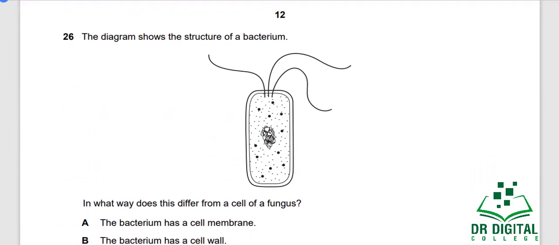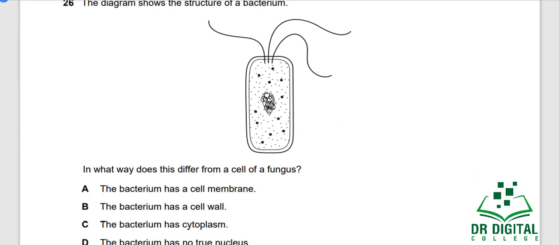In question 26, the diagram shows the structure of bacterium. In what ways does this differ from a cell of fungus? Okay, the bacterium has the cell membrane. Yes, the fungus also has the cell membrane. The bacterium has a cell wall. Fungus is also having the cell wall. Although the nature of the cell wall of fungus and the bacterium is different, both have cell wall.